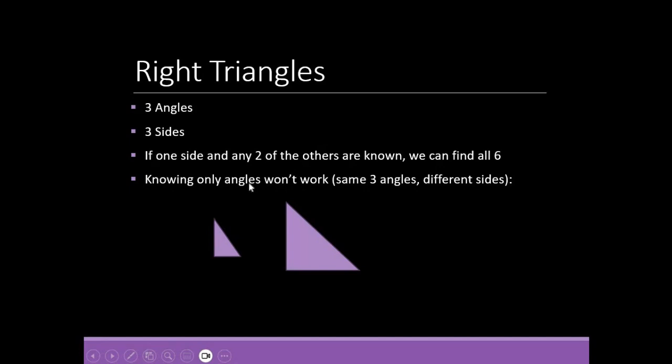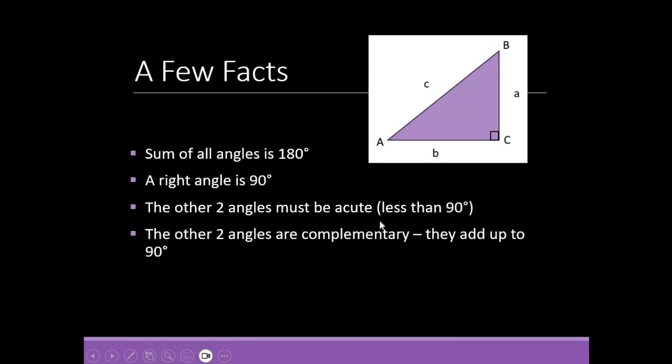So we can know 2 of the angles and one side, or we can know 2 sides, or we can know 3 sides. We can know any combination of that, but we have to know at least one side in order to solve all 6 of the pieces of information. Okay, so let's look at how that works. So here's some more facts.